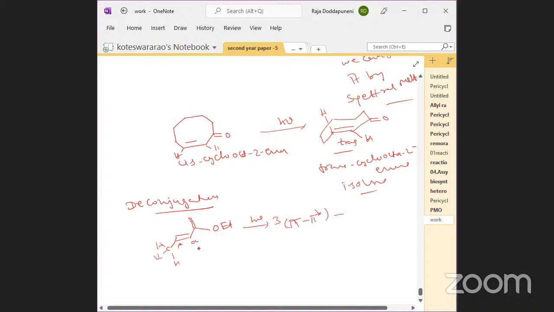Later it is excited. This excited state undergoes cis-trans isomerization. After cis-trans isomerization, we have the C double bond O, OEt. Now these hydrogens are nearer to the ester group. One of the hydrogens is nearer to the ester. Now this gamma hydrogen abstraction takes place, similar to the Norrish type 2 cleavage. This rearrangement takes place.